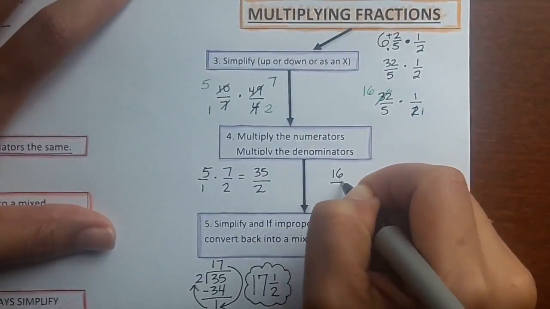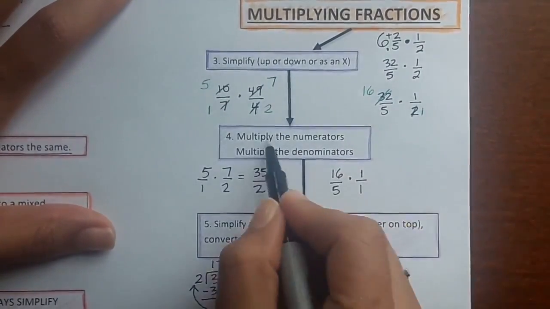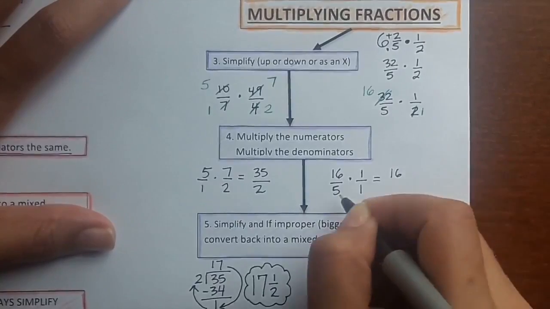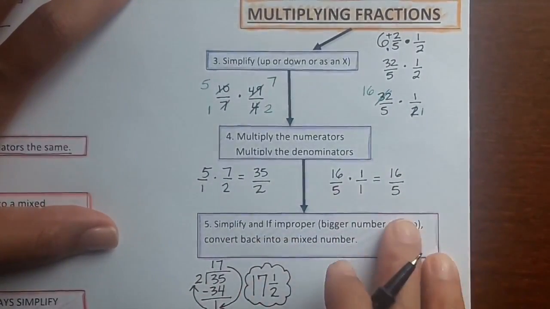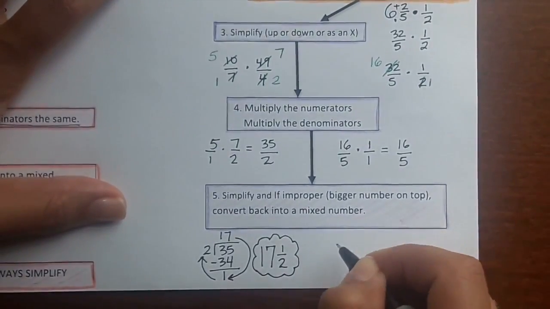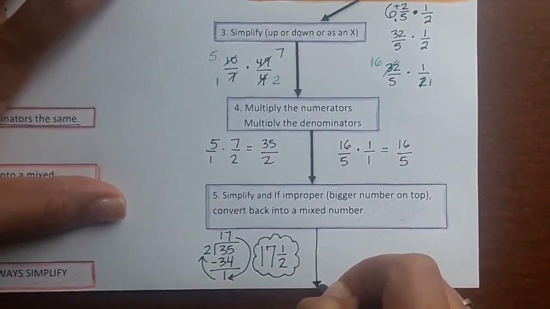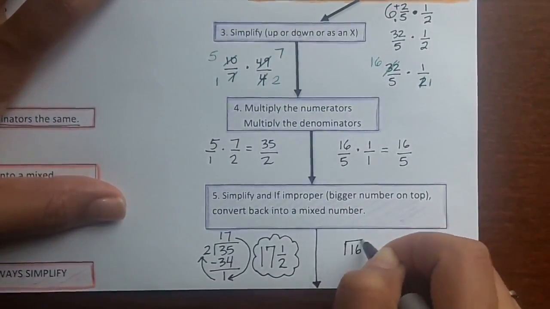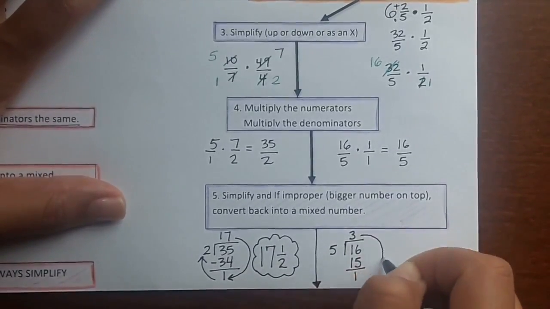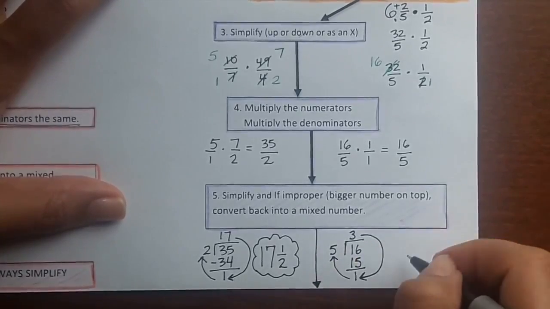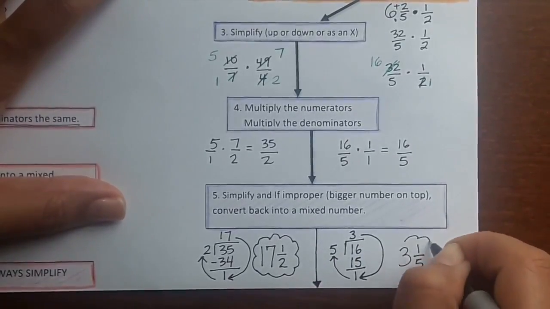So then multiply the numerators, multiply denominators. I'm just rewriting it. 16 times 1 is 16. 5 times 1 is 5. Simplify and change any improper fractions. So first come, first serve. What goes in the house? 16. Outside the house, 5. First you divide 3, then multiply 15, then subtract 1. So 3 and 1 over 5.